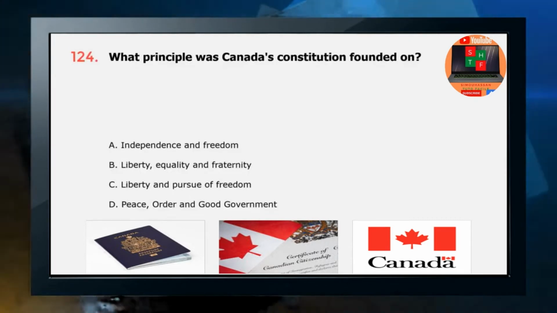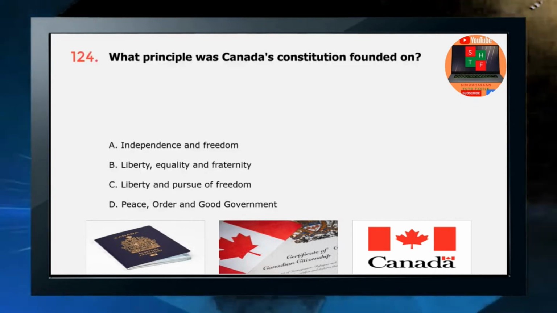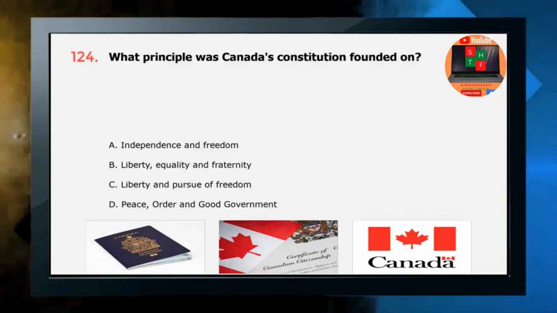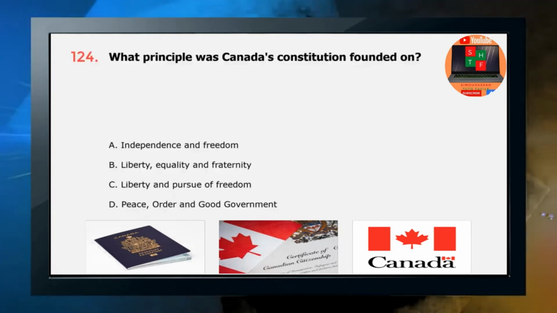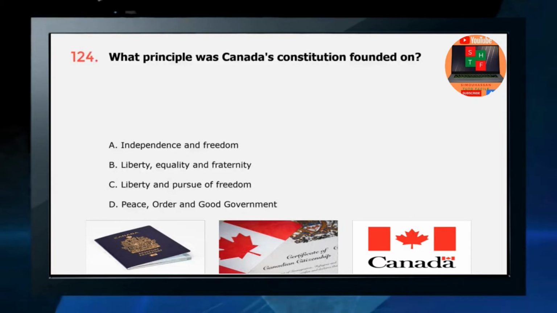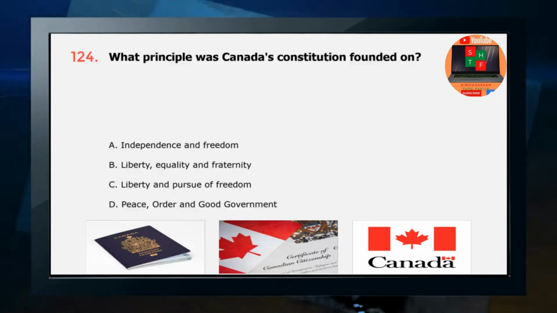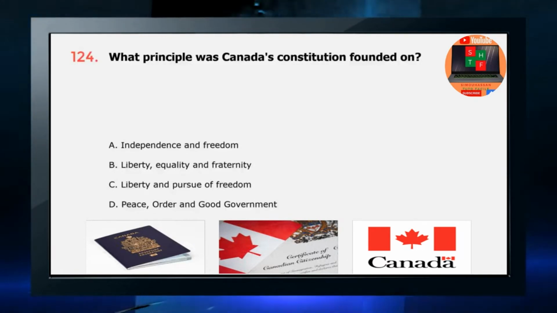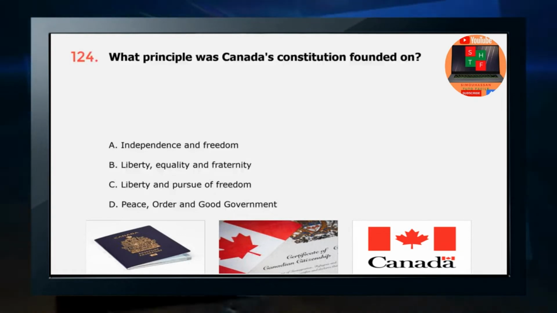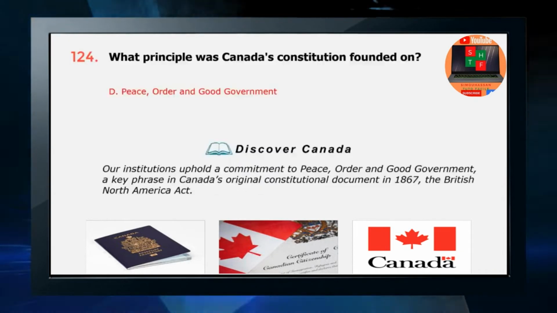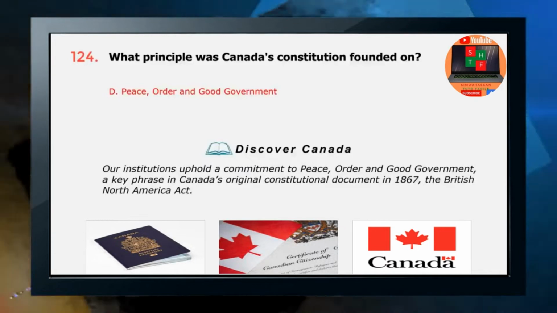Question 124. What principle was Canada's constitution founded on? A. Independence and freedom. B. Liberty, equality and fraternity. C. Liberty and pursuit of freedom. D. Peace, order and good government. The answer is D. Peace, order and good government.